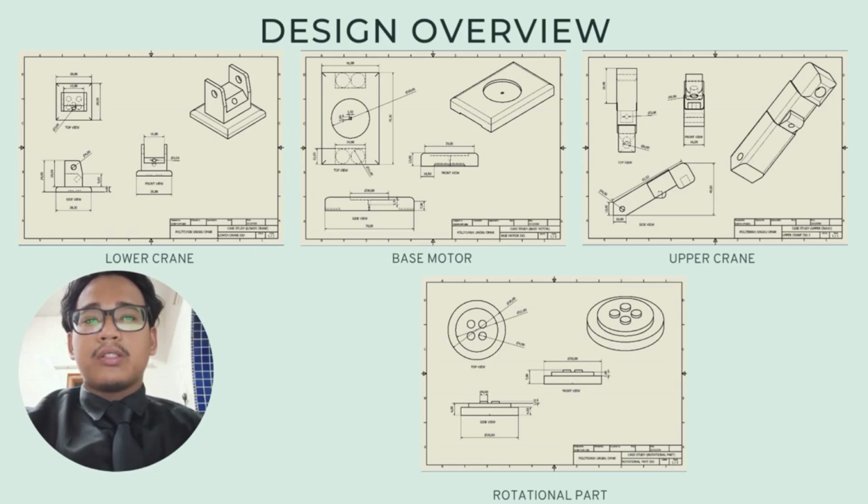Lastly, the upper crane is the extended arm of the crane. From the drawing, we can see that it has multiple holes along its body. These holes are used for joints and connections, allowing movement and flexibility. The angled structure helps in lifting and reaching objects effectively.